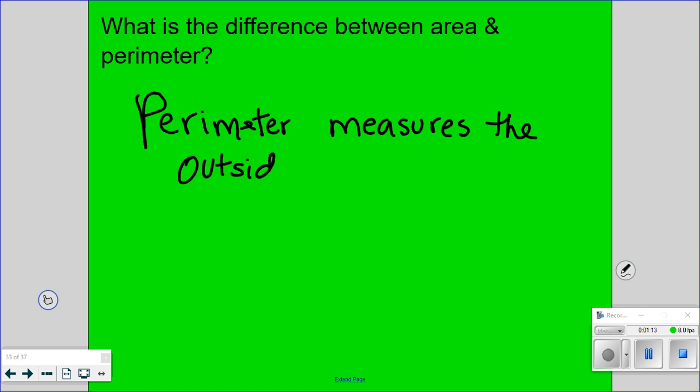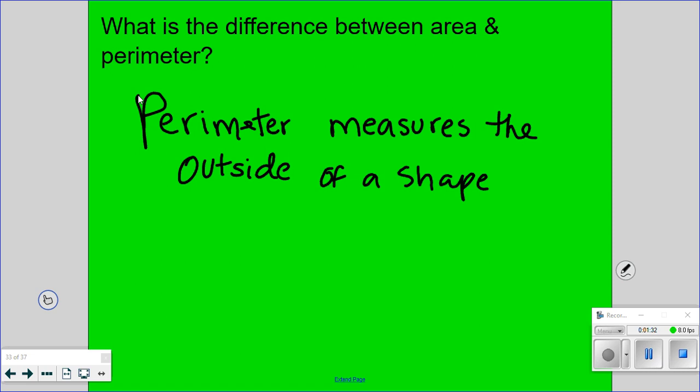The outside of whatever it is, the shape. Yeah, of a shape. And that shape could be anything. It could be the outside of a desk. Could be the outside of a yard. Could be the outside of your fridge. Perimeter measures the outside of a shape.